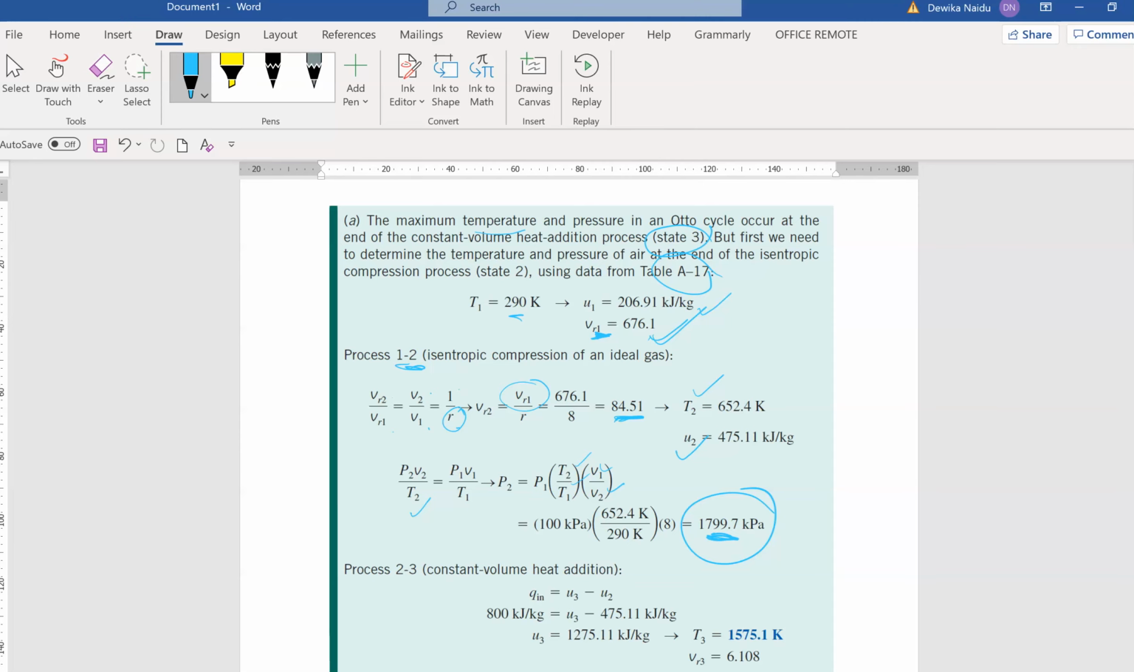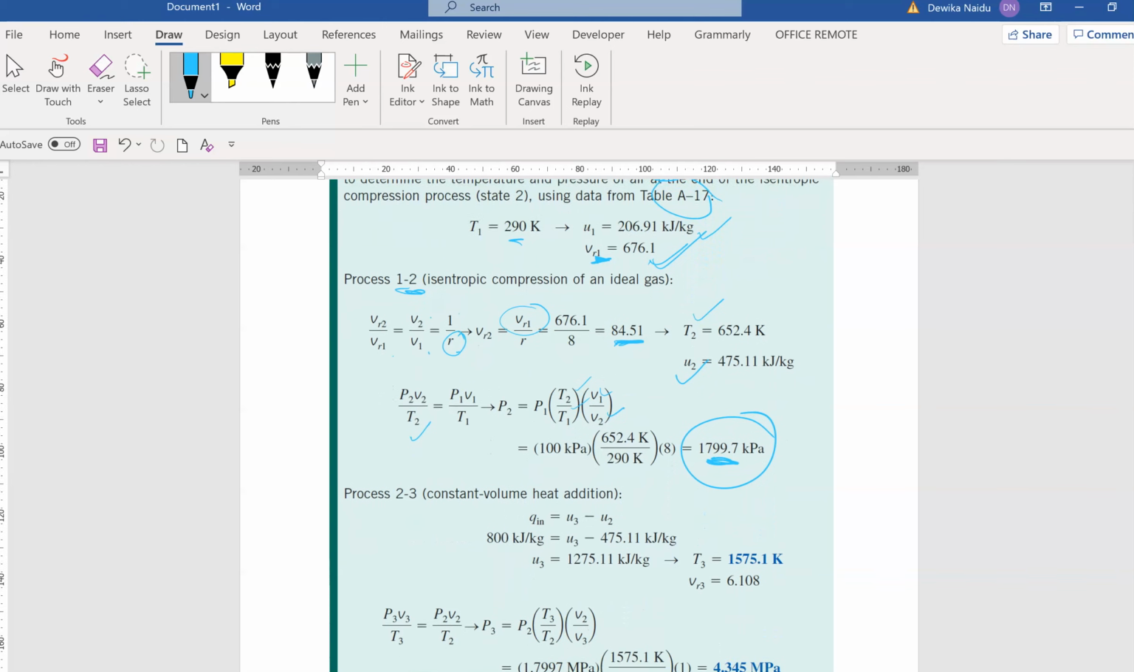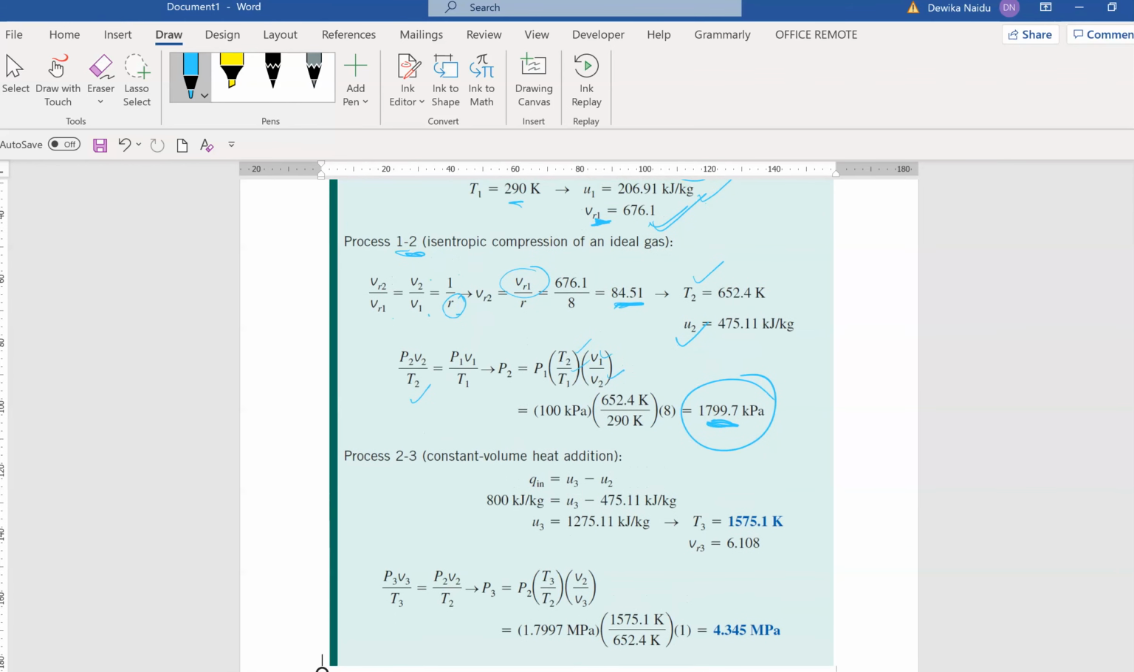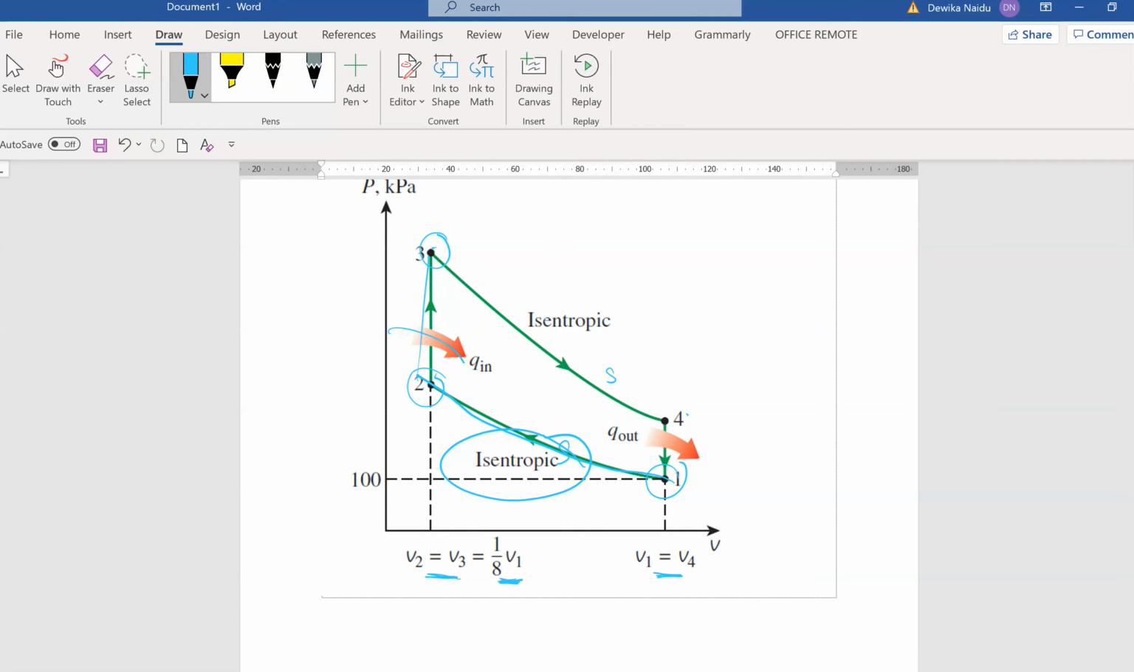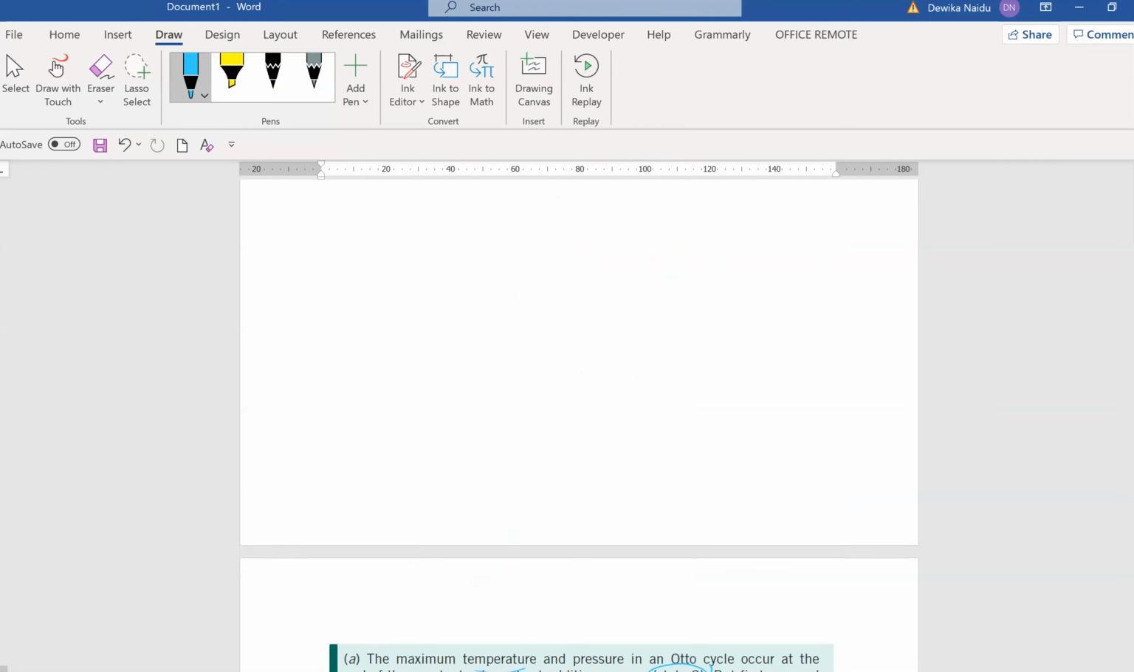Okay, so this question is not complete yet because you have got 1 to 2. Next, you're going to move 2 to 3. Now, in process 2 to 3, you know Q in is happening. Let's look at this. 2 to 3, Q in is happening. It means there is a heat addition process.